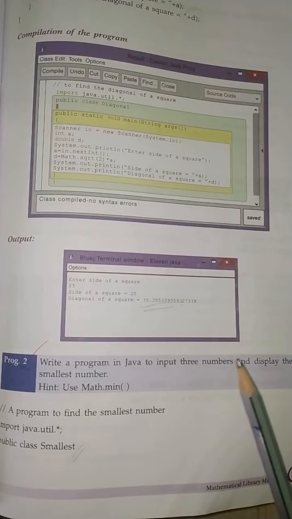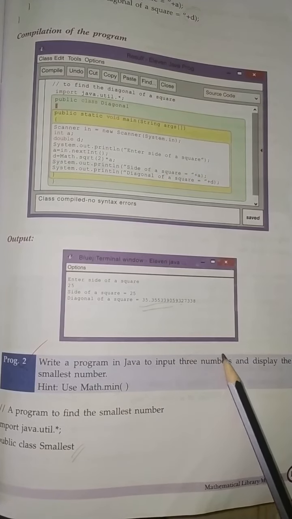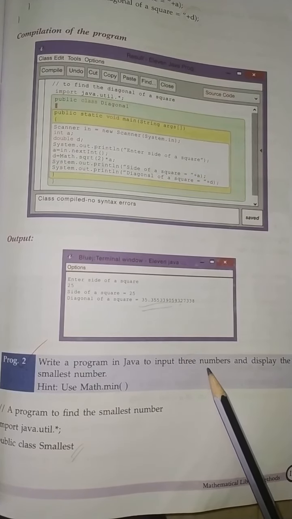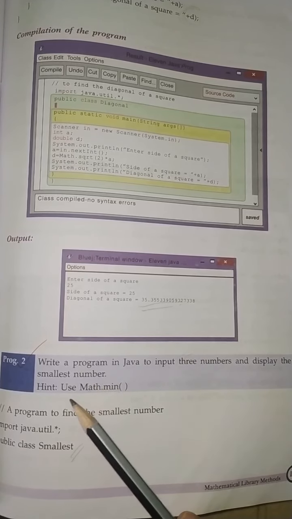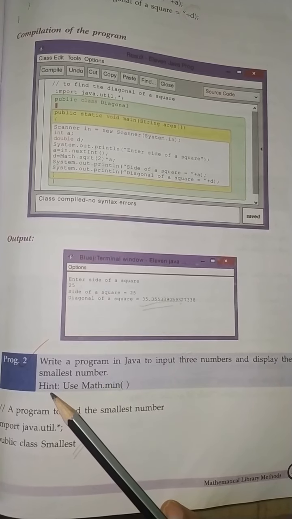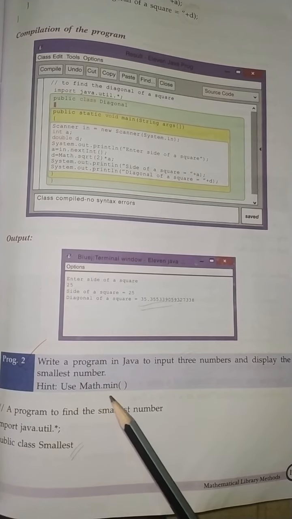And second program, write a program in Java to input 3 numbers. So you have to accept how many numbers from the user? 3 numbers, and display the smallest number. So in the question itself they have given a hint. You can use the Math.min function. So this function is used to find the minimum of the values.